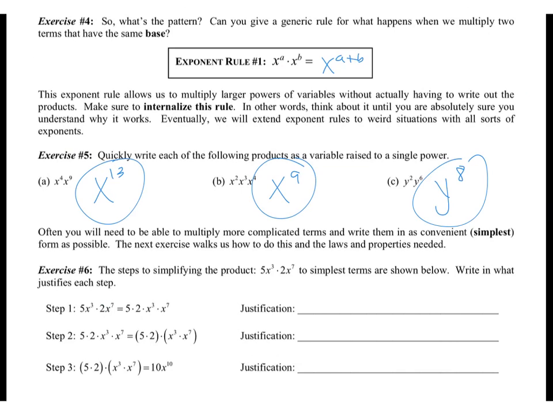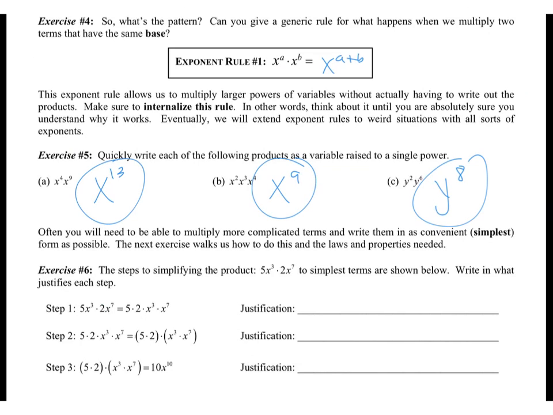Often you will need to be able to multiply more complicated terms and write them in as convenient or simplest form as possible. So the steps to simplifying the product 5x to the third power times 2x to the seventh to simplest terms are shown below. Write in what justifies each step.